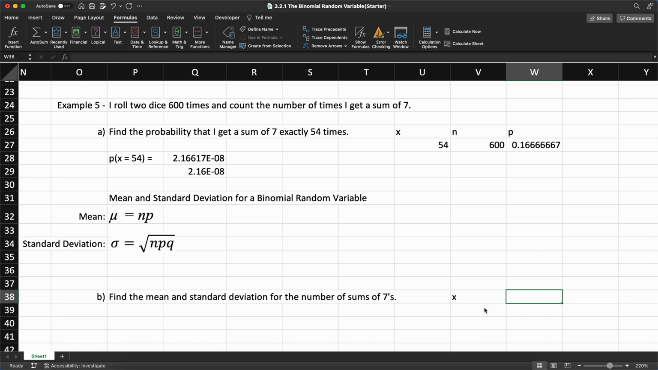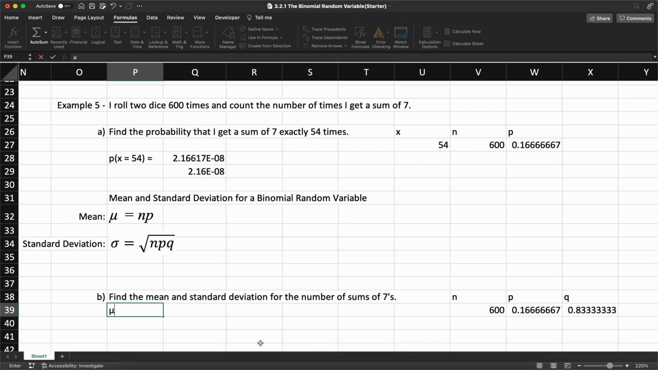I don't need my x to calculate the mean. I just need n, and I need p, and I need q. So n in this case is 600. I'm rolling the 2 dice 600 times. The probability that I roll a 7, we already calculated. That's 6 out of 36. And q is always 1 minus the probability of success, so that's going to be 0.8333. So if I wanted to calculate the mean, mu, the expected value for this probability distribution, that's going to be n times p. And I should expect to roll a 7 about 100 out of the 600 times, on average.